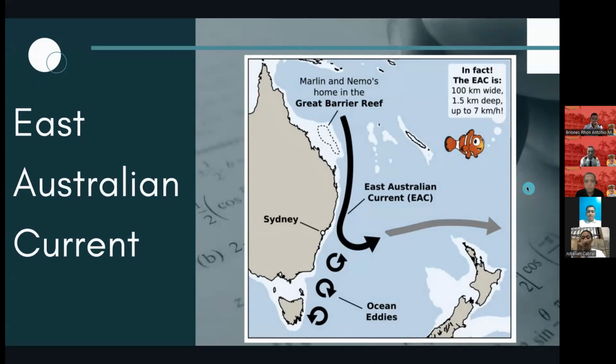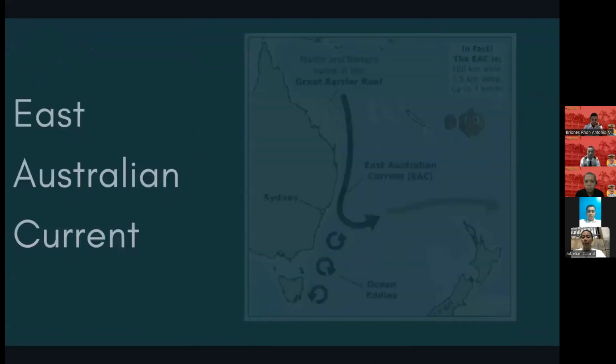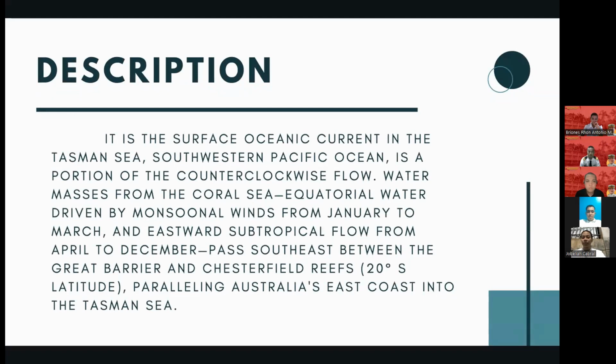East Australian current. Description. It is the surface oceanic current in the Tasman Sea, southwestern Pacific Ocean, a portion of the counterclockwise flow. Water masses from the Coral Sea, equatorial water driven by monsoonal winds from January to March, and eastward subtropical flow from April to December pass southeast between the Great Barrier and Chesterfield Reefs, 20 degrees south latitude, paralleling Australia's east coast into the Tasman Sea.